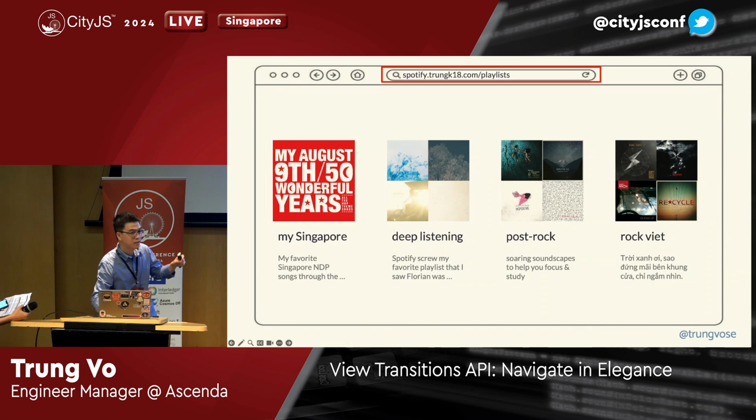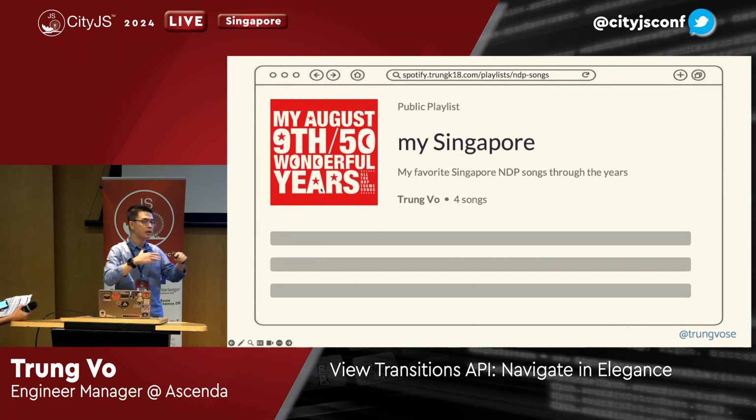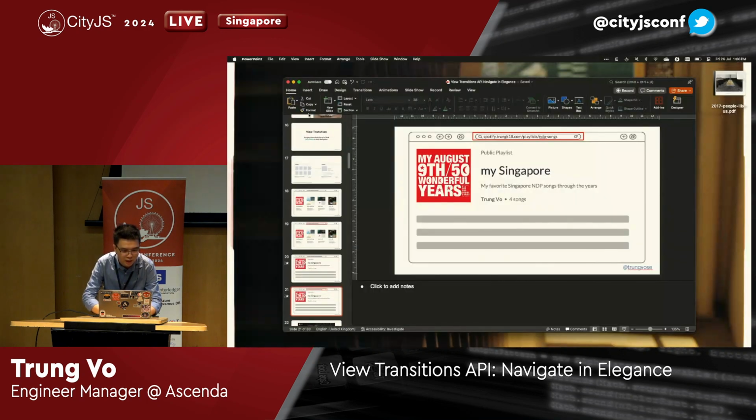Notice the URL is playlist, and I click one. See how the cover photo is growing? And at the moment on the web, there's literally not an easy way to achieve the same thing. With view transition, maybe we can do something interesting. So I will show you a live demo. That's how it looks.